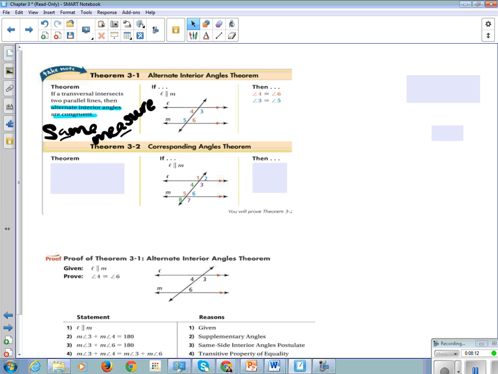All right. Theorem 3-2, corresponding angles theorem. Remember we talked about corresponding? They're in the same position, same side. If you're in the bottom left, you're in the bottom left on the other side. So firstly, you have two parallel lines and a transversal. You don't have to write that down, that's given.